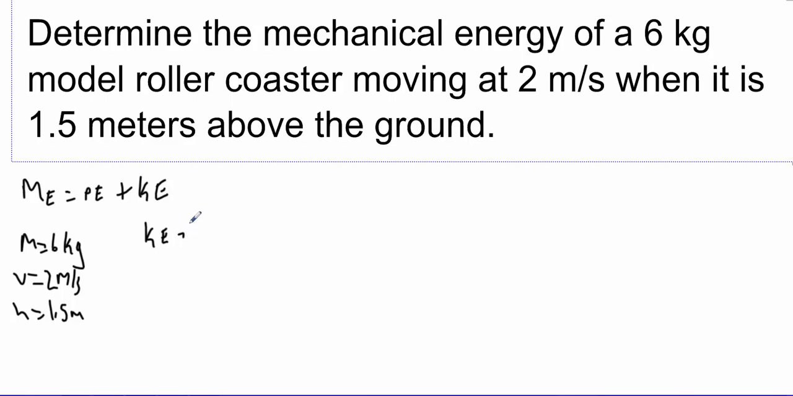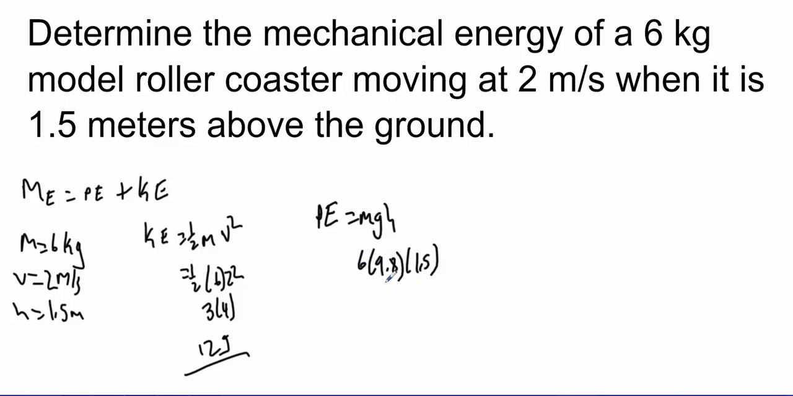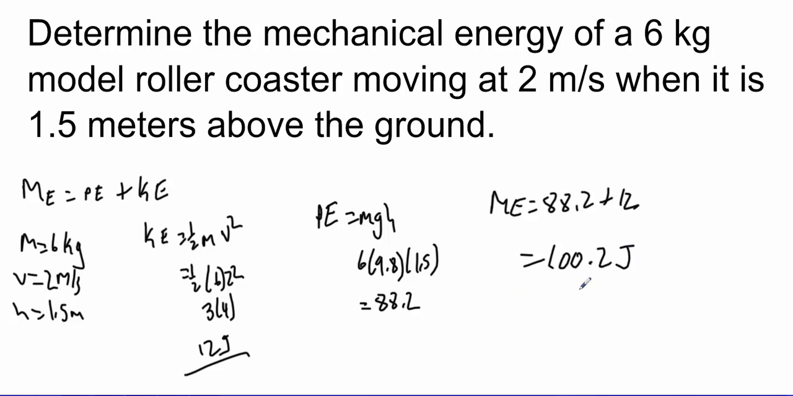Kinetic energy is half mass times velocity squared. So I have 1/2 of 6 times 2 squared, which half of 6 is 3, 2 squared is 4, so this is 12 joules of kinetic energy. Potential energy, mgh, so 6 times 9.8 times 1.5, and that's 88.2. So if we add those up, mechanical energy is 88.2 plus 12, which equals 100.2 joules. Not too bad.